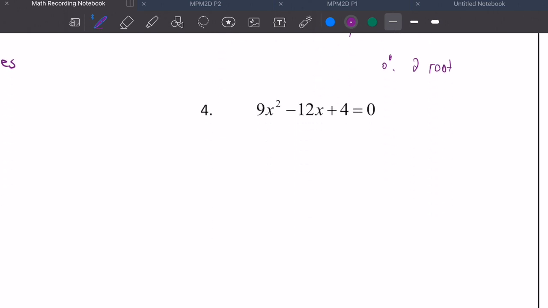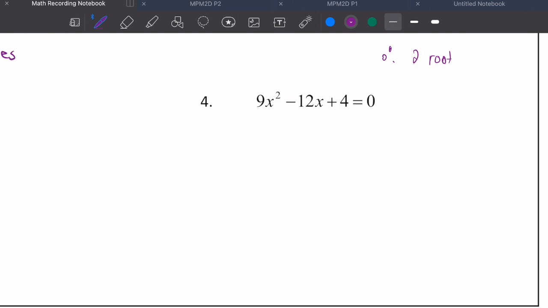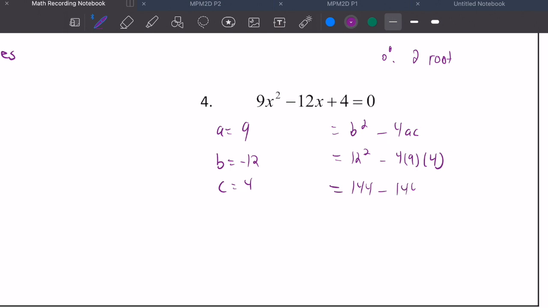Let's try another one. 3 will be up on the document, but let's try 4. Our a is 9, our b is negative 12, and our c is 4. We get b squared minus 4ac, so 12 squared minus 4 bracket 9 bracket 4. This will give us 144 minus 144, which gives us 0. Therefore, there is 1 root. Pretty straightforward and to the point.